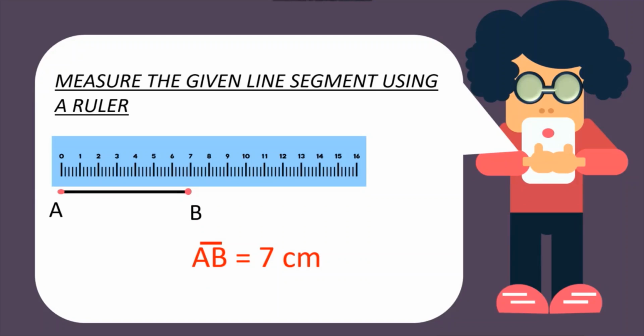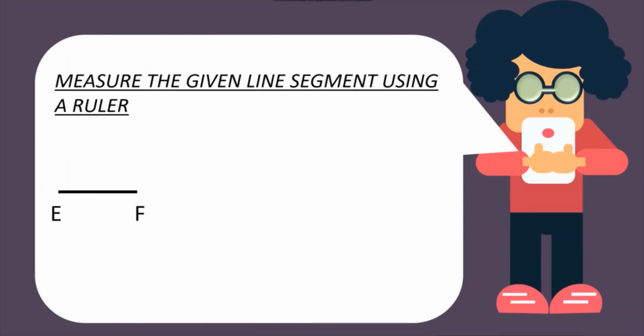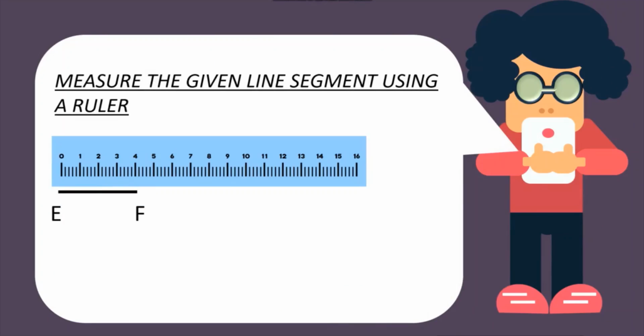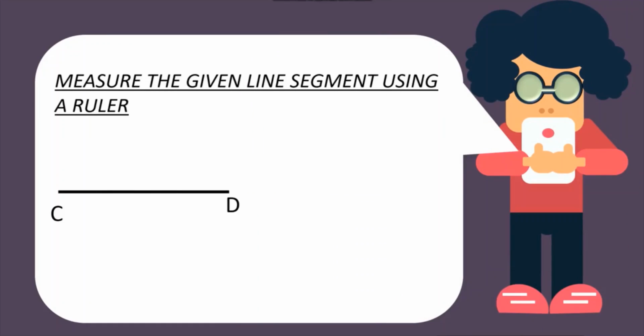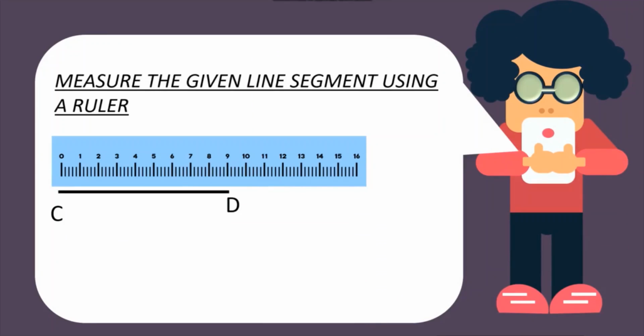Let's see another example. This is a line segment EF. Now again we place a ruler in such a way so that point E lies on 0 mark of the scale. And then let us mark the number where point F reaches. It lies on 4 centimeter of the scale. So line segment EF is equal to 4 centimeters.